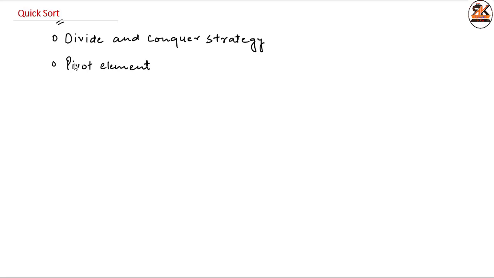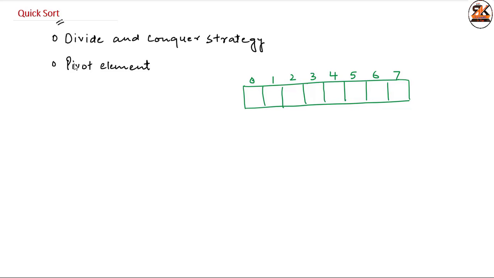For example, we have an array like this. In total, we have 8 elements in this array, and what we do is select a pivot element. For example, we select the last element of the array as the pivot element. You can select any element. You can either select the first element, or any of the elements in this unsorted array as the pivot element. And then by executing the quick sort algorithm, we place this pivot element somewhere in the unsorted array.